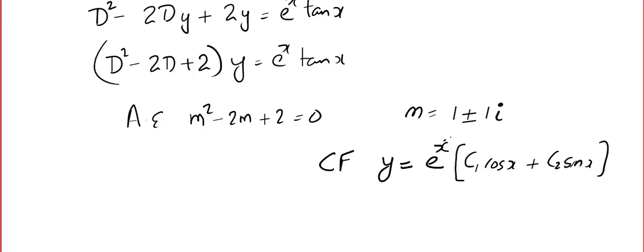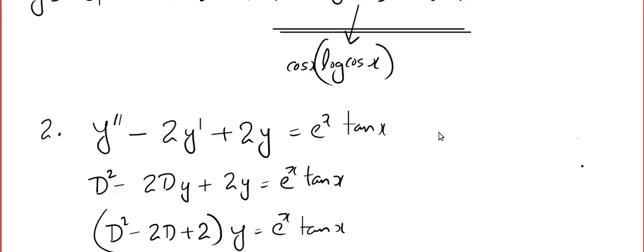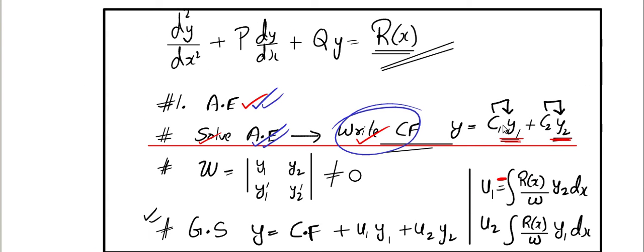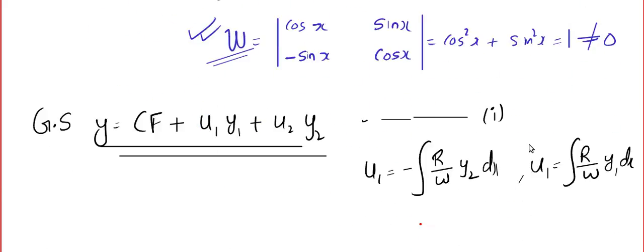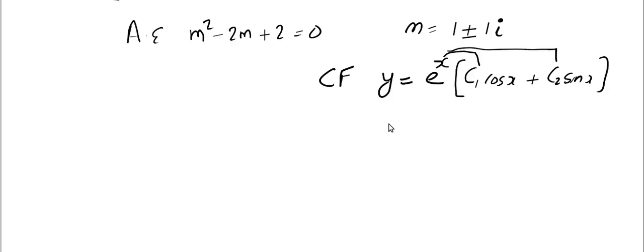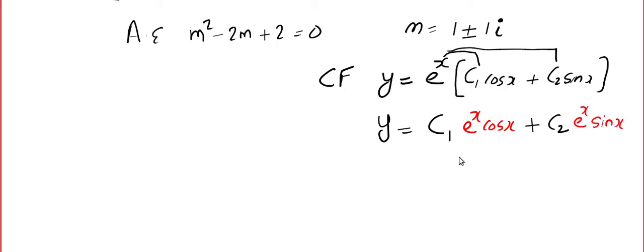Now it is important that you take it inside. Look at this. We want it in the form, I'll show you the standard pattern. It should be c1 into something and c2 into something. So it is very, very important. You have to take it inside. So y is equal to c1, I'll write it in red, e power x cos x plus c2, I'll write in red again, e power x sin x. So till now things are great. So we have to call the first one y1 and the second one y2.